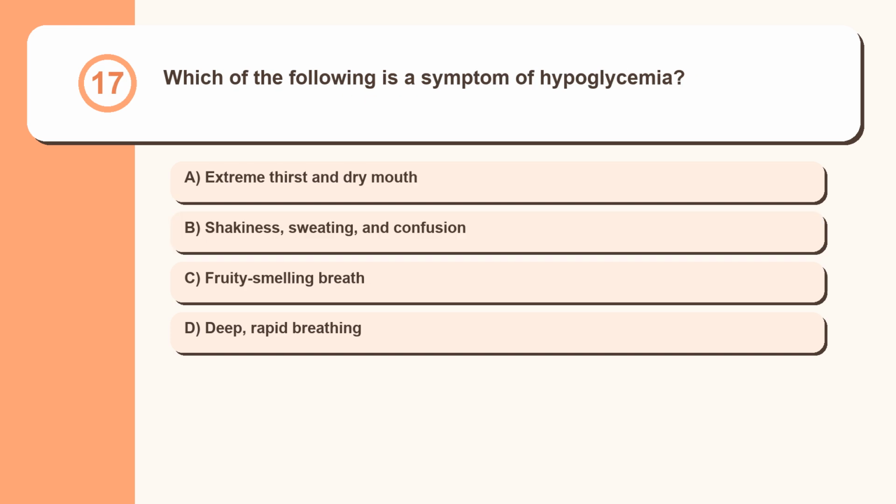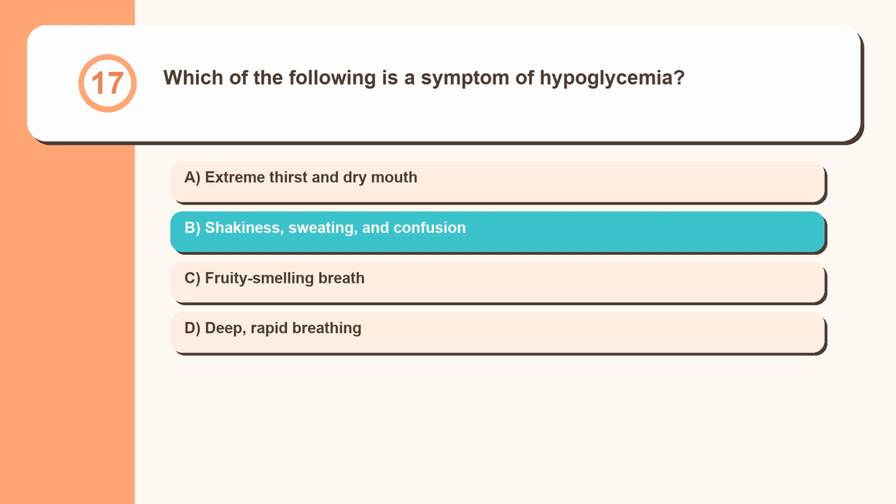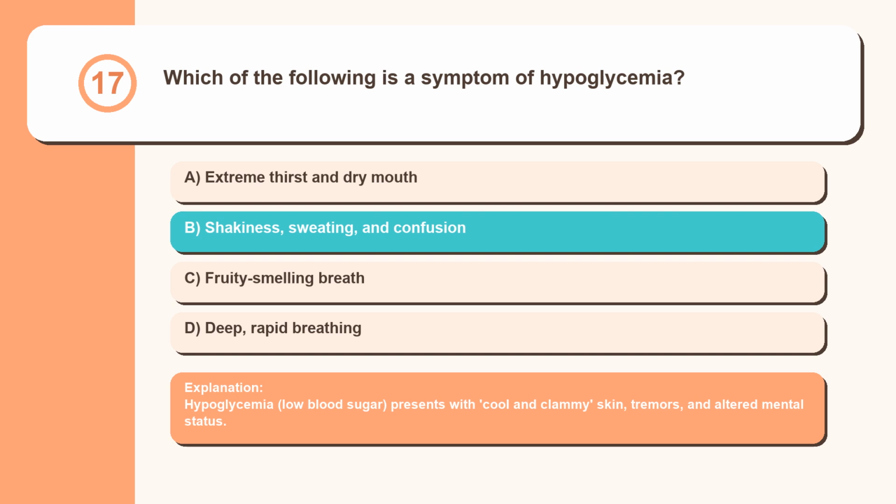Question 17. Which of the following is a symptom of hypoglycemia? Extreme thirst and dry mouth. Shakiness, sweating, and confusion. Fruity smelling breath. Deep, rapid breathing. Hypoglycemia, low blood sugar, presents with cool and clammy skin, tremors, and altered mental status.